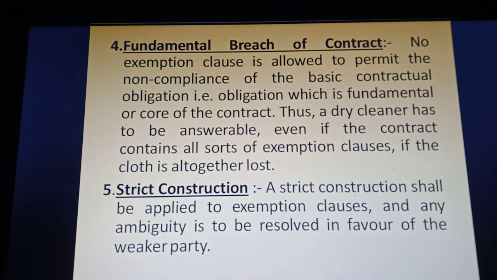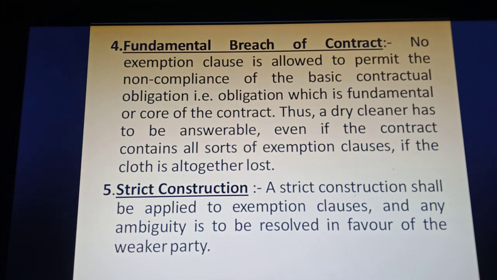In case there is any exemption clause in the standard form of contract and there is some confusion regarding the interpretation of that exemption clause, then first of all strict construction shall be applied to the exemption clause. And if there is any ambiguity or problem in the interpretation of that exemption clause, it has to be resolved in favor of the weaker party.